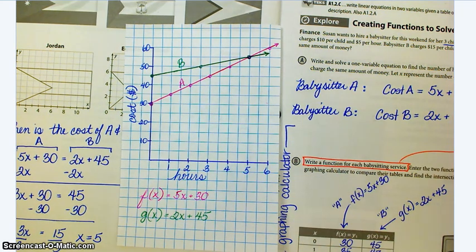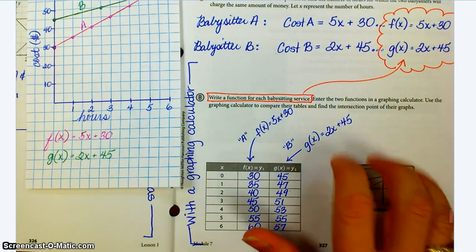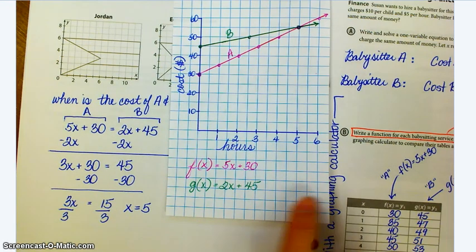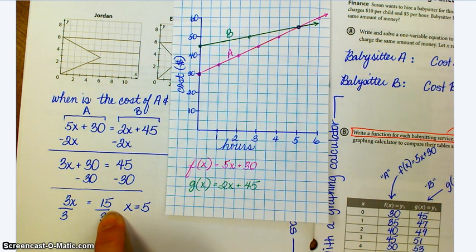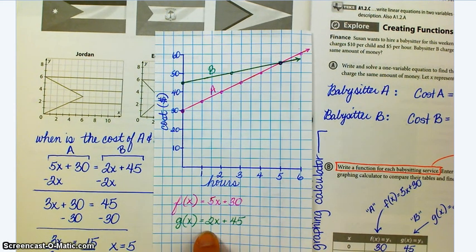So we did it actually 3 methods. We used the graphing calculator. We just plain old used our brain and set the two equations equal to one another. And we did old-fashioned graphing.